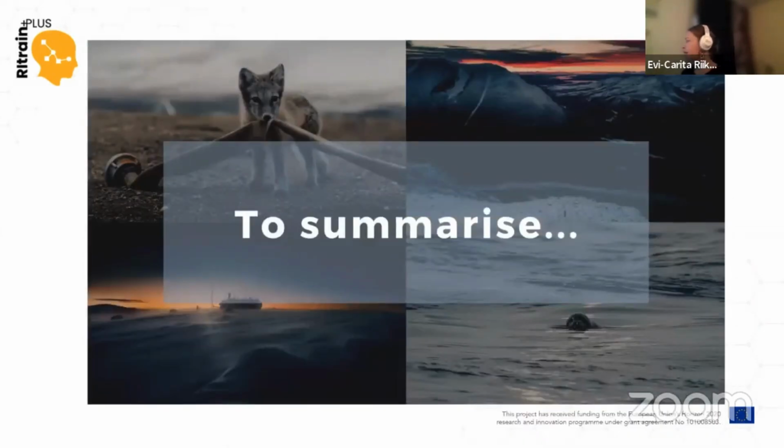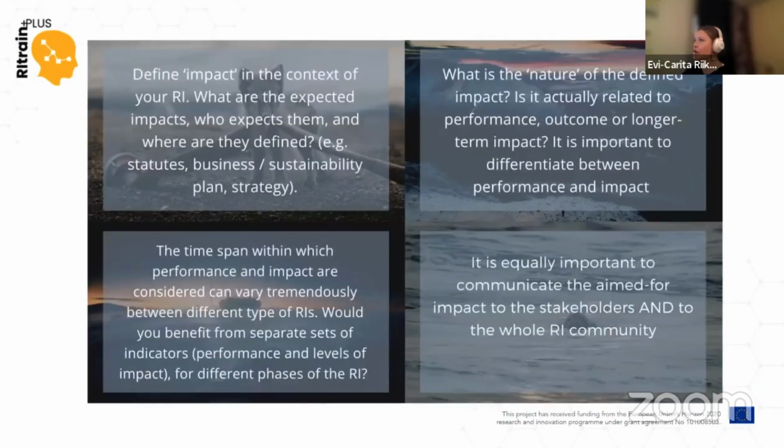So just a few things to summarize what I've just been talking about. It's important to define the impact in the context of specific RI. What are the expected impacts? Who expects them? And where are they defined? For example, in the statutes, business or sustainability plan and strategy, and also that the definition is understandable.